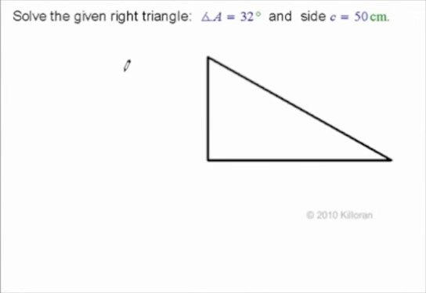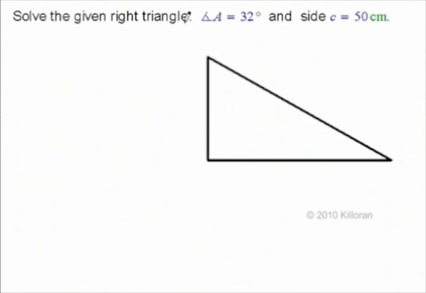Of solving a right triangle. When they say solve a right triangle, you're going to want to find all the angles and all the sides, and they usually only give you two pieces of information. In this case, they say that angle A is equal to 32 degrees and side c is equal to 50 centimeters.